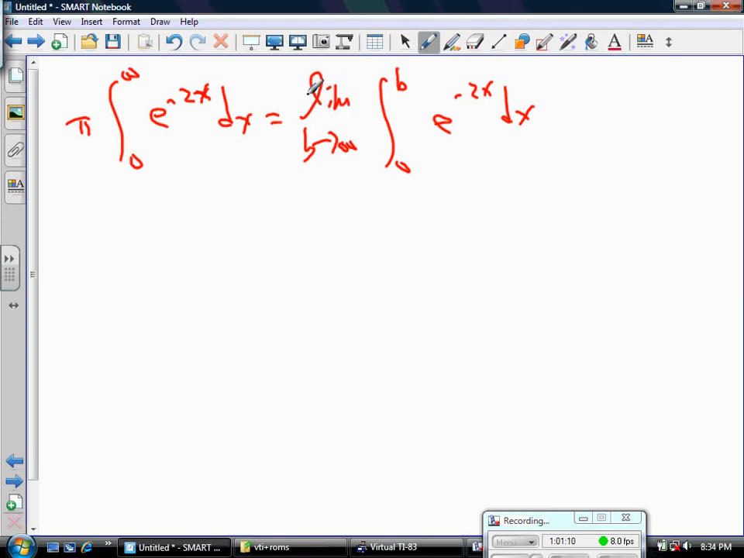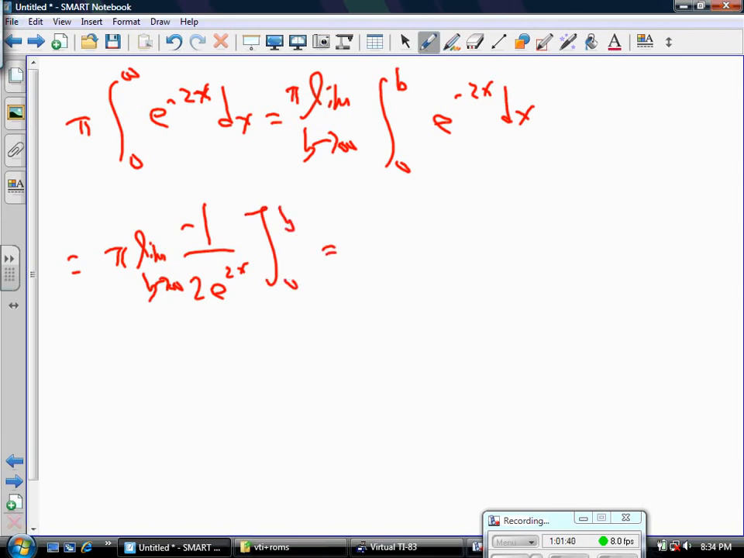Okay, so what do I get? Don't forget the pi. It's in here somewhere. So you get pi times negative 1/2 e to the negative 2x. Isn't that really this? Negative 1/2 e to the negative 2x is this. E to the negative 2x in the numerator is e to the positive 2x in the denominator. And I need to take the limit as b gets crazy for this integral from 0 to b.